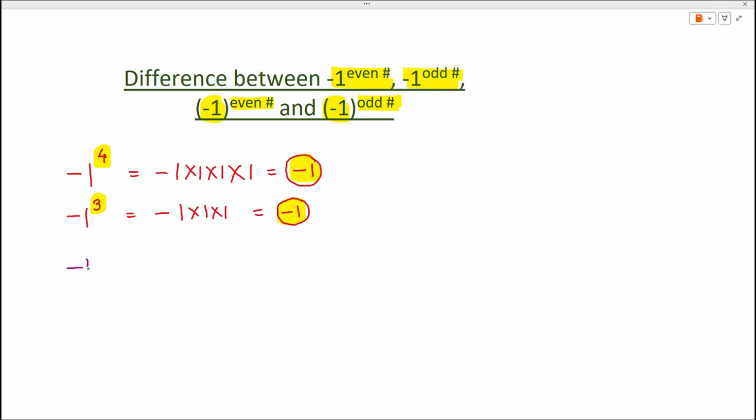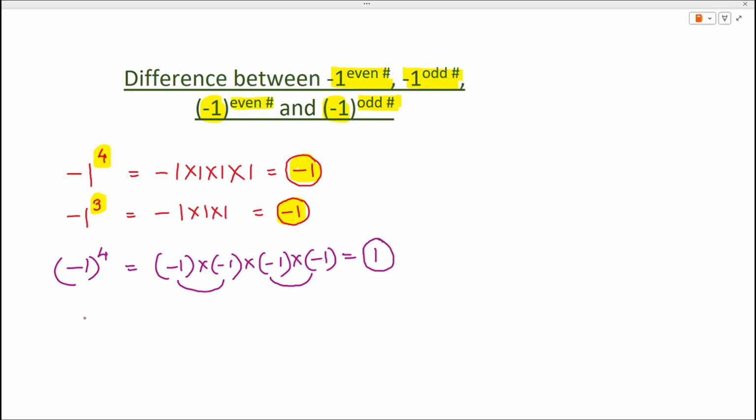So if we have (-1) raised to the power of 4, which is an even number, it's -1 being multiplied 4 times. So this is -1 times -1 times -1 times -1. Negative times negative is positive, negative times negative is positive, and positive times positive is just going to give you +1.